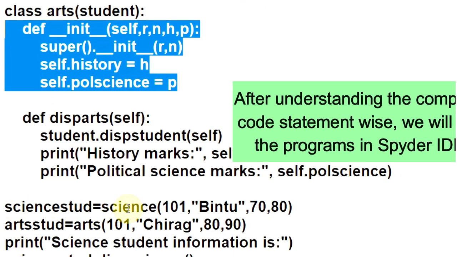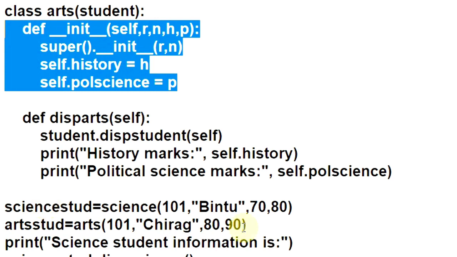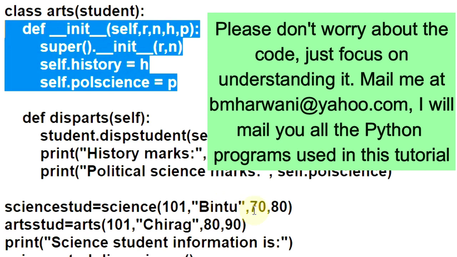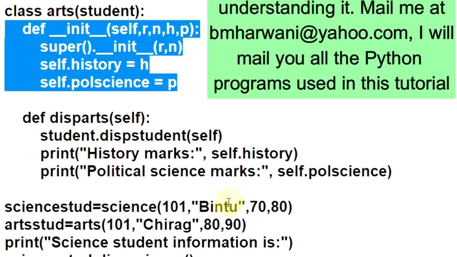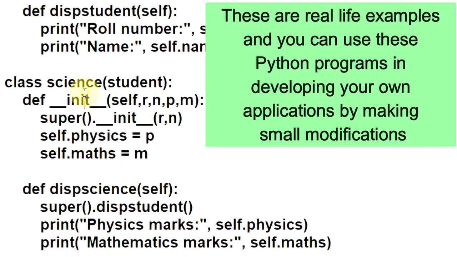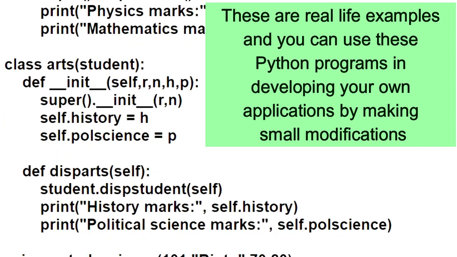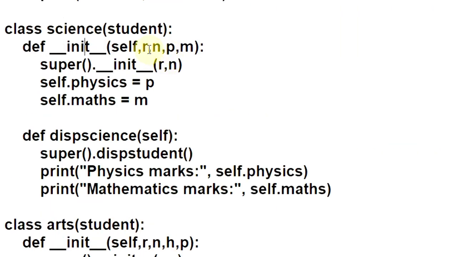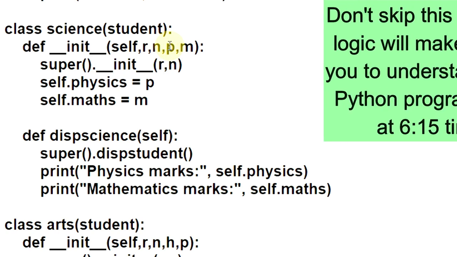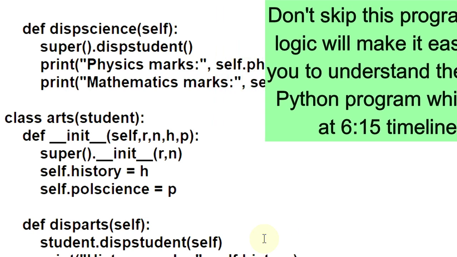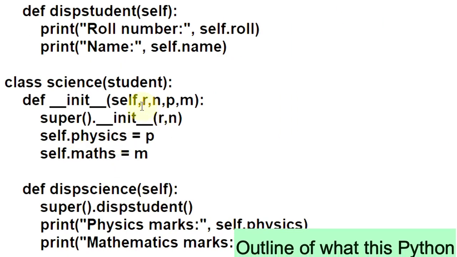You are making an object of science class by name science stud, and while creating the object, you are passing these four arguments 101, bin2, 70 and 80, right? On looking at these arguments, Python compiler will realize that there has to be a parameterized constructor in the science class. So control will jump over here. This is a parameterized constructor. These values 101, bin2, 70 and 80 will be assigned to these parameters R, N, P and M. R is for roll number, N is for name, P is for physics marks and M is for maths marks, right?